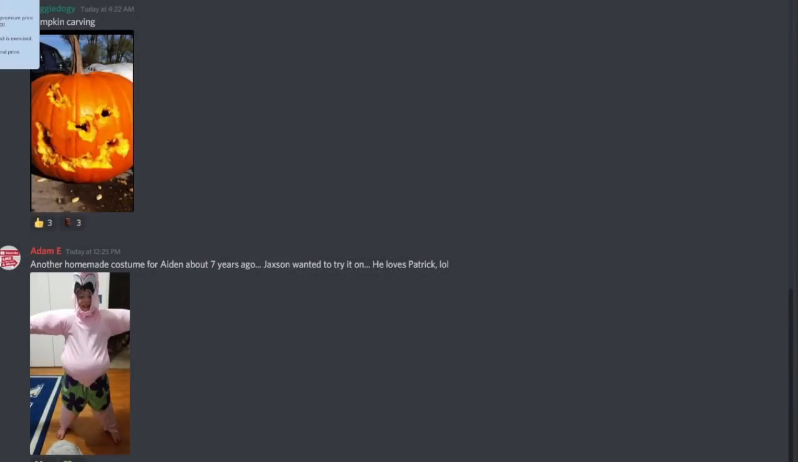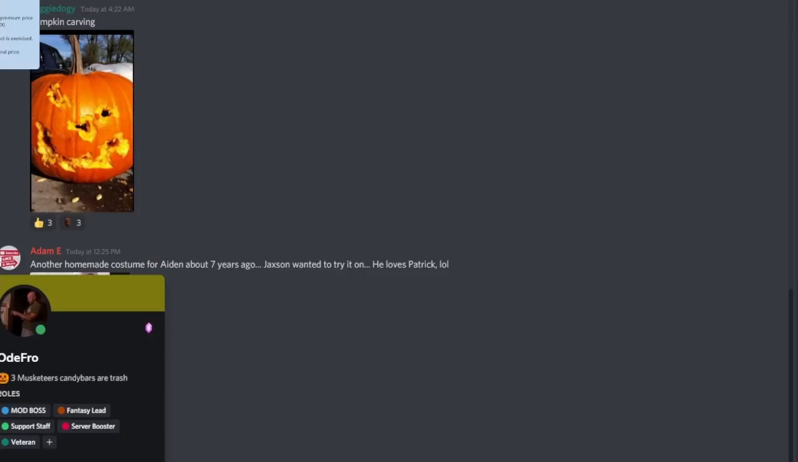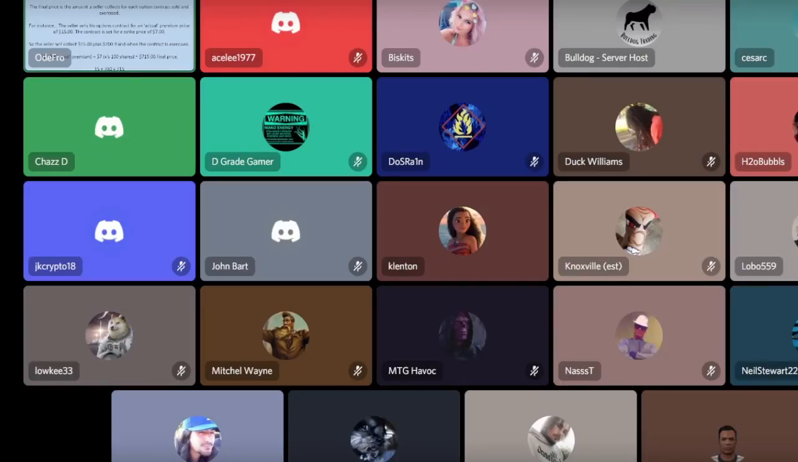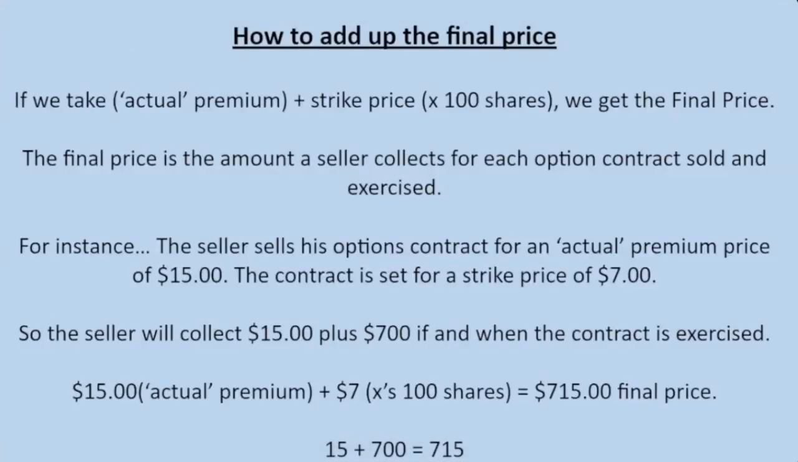scenario. But as you can kind of see, the math is similar for all these options. It's going to be 100 times the premium to get actual premium. It's going to be 100 times the strike price to get the full price of the contract inside. But the final price, again, is just like the break even.